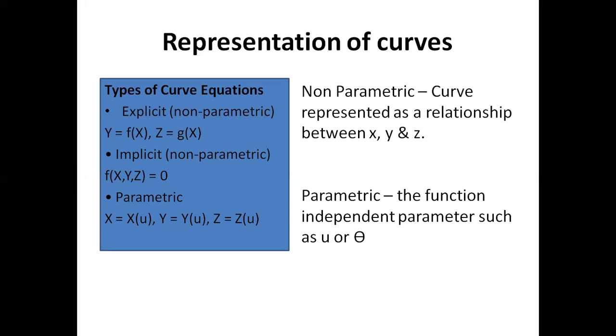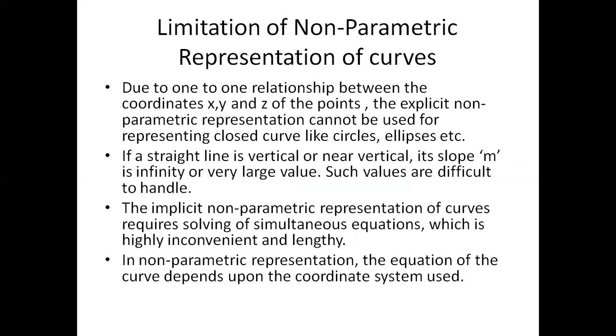Next is the parametric curve. A parametric curve has an independent parameter. It is a function of independent parameters such as u or theta. It does not depend on x, y and z, nor is it a relationship between x, y, z. It directly depends on an external independent variable, which is u or theta. That is a parametric curve.